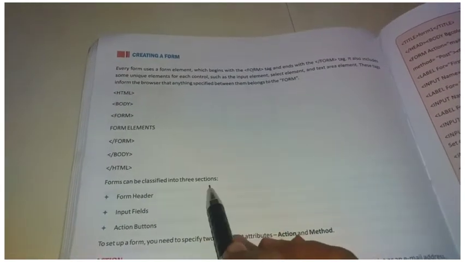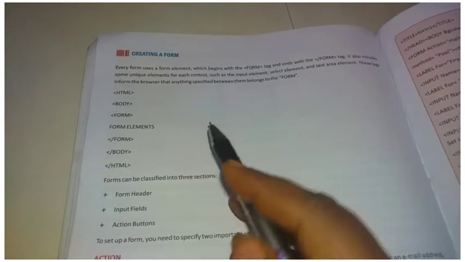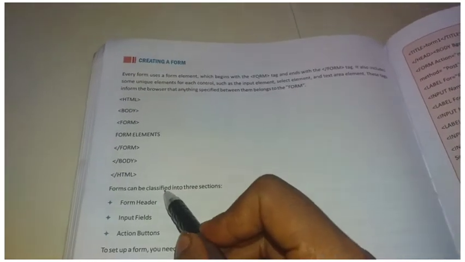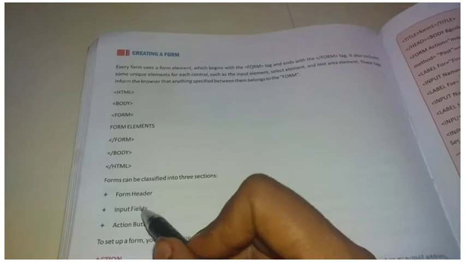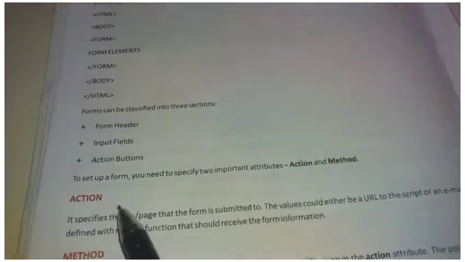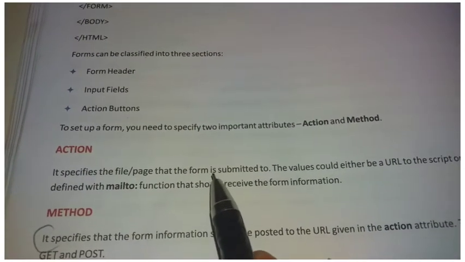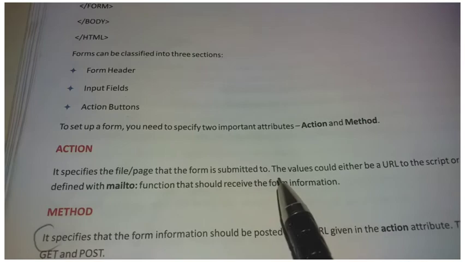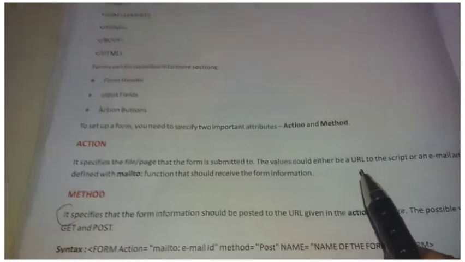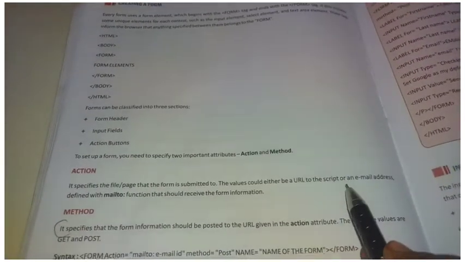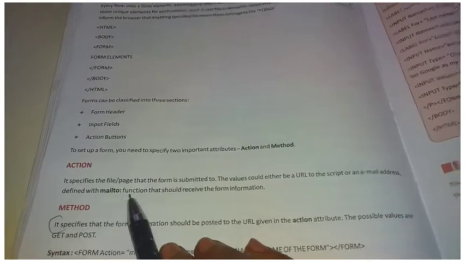Forms can be classified into 3 sections. How many sections? 3 sections: form header, input field, action buttons. Action means what? It is used to specify the file or page the form is submitted to. The values could be either a URL to the script or an email address.